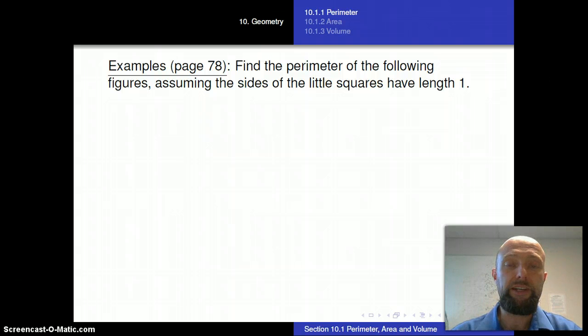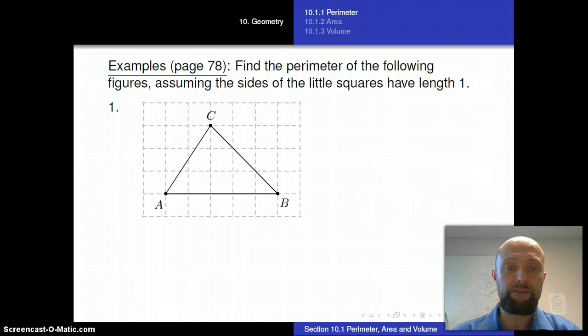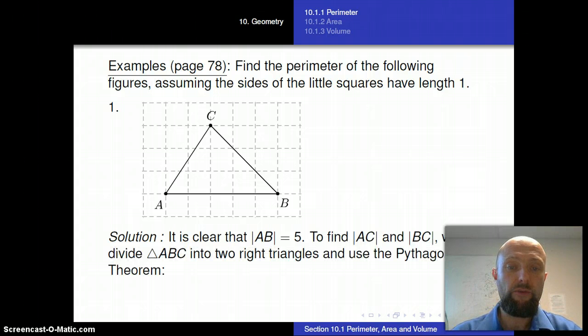Let's illustrate this with the examples on page 78. Find the perimeter of the following figures, assuming the sides of the little squares have length 1. Here's question 1. On this picture, we can immediately see that AB is 5. To find AC and BC, we will divide triangle ABC into two right triangles by drawing the perpendicular line to AB from C and use the Pythagorean theorem.